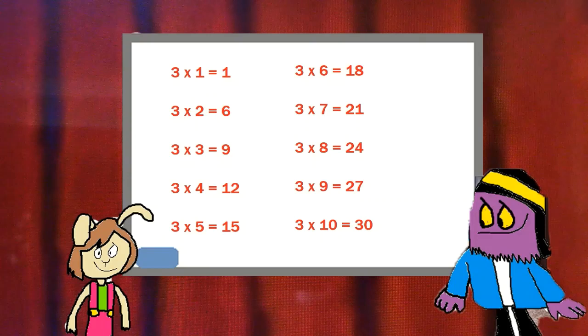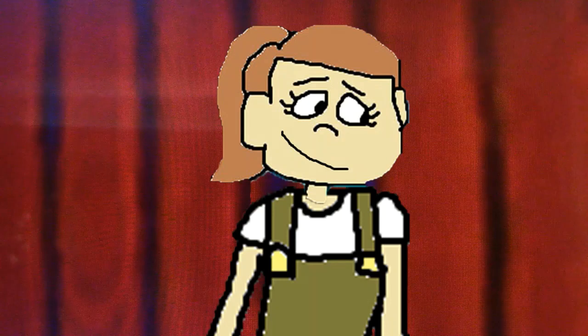Let's go. 3 times 1 is 3. 3 times 2 is 6. 3 times 3 is 9. 3 times 4 is 12. 3 times 5 is 15. 3 times 6 is 18. 3 times 7 is 21. 3 times 8 is 24. 3 times 9 is 27. And 3 times 10 is 30. Good job, June. Alright, who's next?